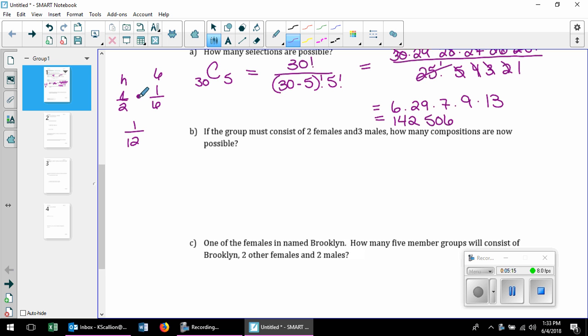So in this situation, the group must consist of two females and three males. You're going to do two different combinations. So let's do the combination for females. I know I've got to pick two of them, or I have to choose two of them. And how many females do I have in total? 12.